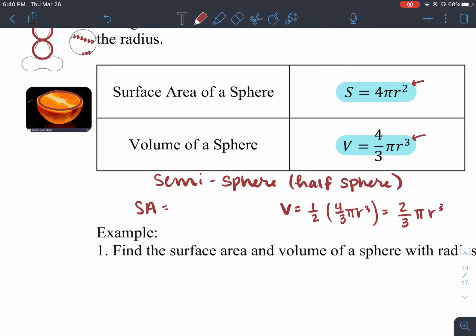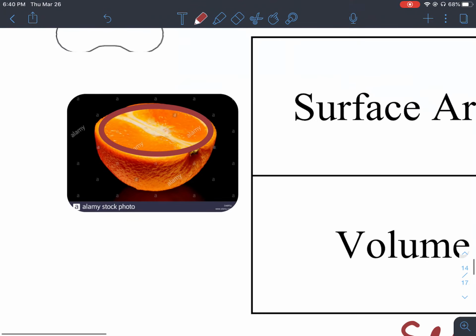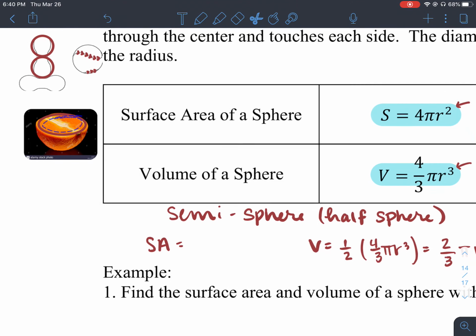Surface area is a little bit more complicated because if I'm thinking about a full orange, my surface area is that orange peel. But as soon as we slice that orange in half, I have half the peel, so that makes sense. But now I've exposed this whole piece right here that was originally hidden. Before I cut that orange in half, that piece was covered up and I can't see it, so it's not a part of my surface area. But as soon as I slice my orange, I've now exposed this additional circle.